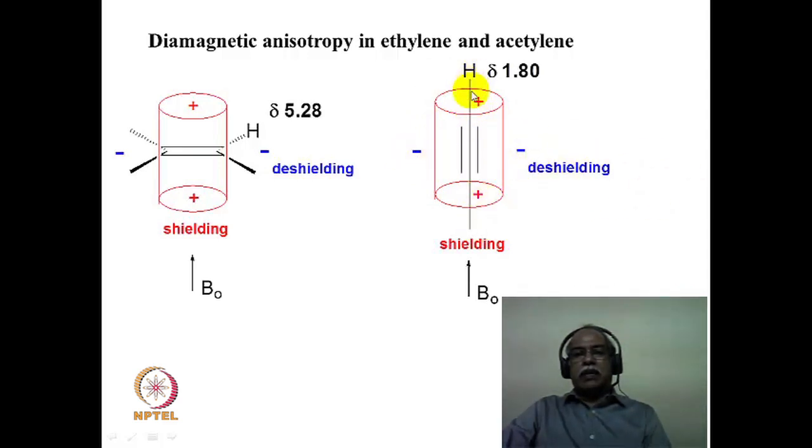The acetylene hydrogen itself falls along the axis, along the direction of the B0. Therefore, this will be highly shielded in comparison to, for example, the olefinic hydrogen, which comes around 5.8 to 8 ppm, whereas the acetylene hydrogen comes around 1.8 ppm or so.